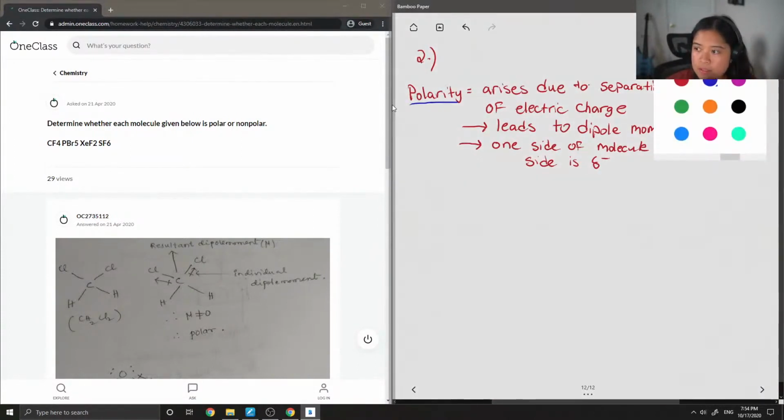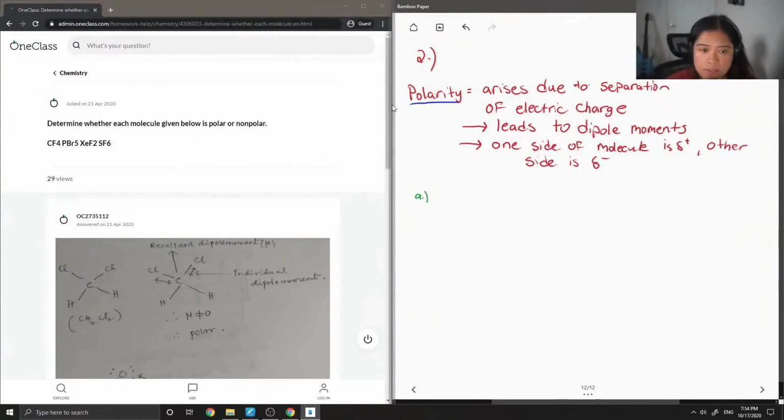Okay, so let's look at the options they give us. So for A, CF4. Let's draw that out. We have our carbon in the middle, and 4 fluorines attached like this. So let's just write some notes about this. So fluorine is more electronegative than carbon.